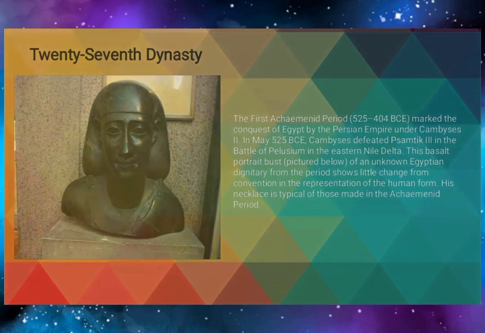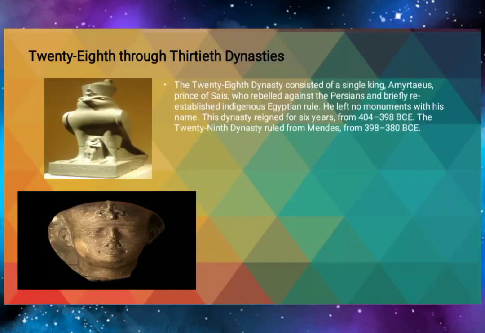So next, 28th through 30th dynasties. So the 28th dynasty consisted of a single king, Amyrtaeus, Prince of Sais, who rebelled against the Persians and briefly re-established indigenous Egyptian rule. So he left no monuments with his name. So this dynasty reigned for 6 years, from 404 to 398 BCE. So the 29th dynasty ruled from Mendes from 398 to 380 BCE.